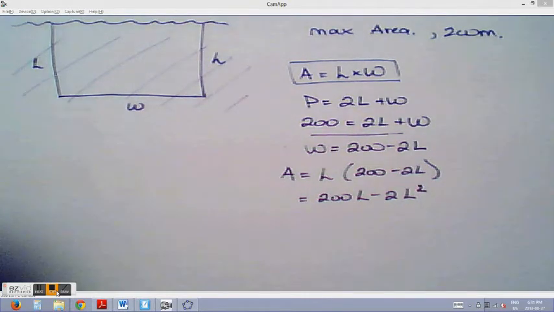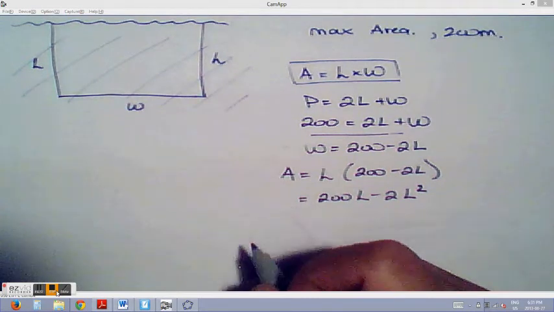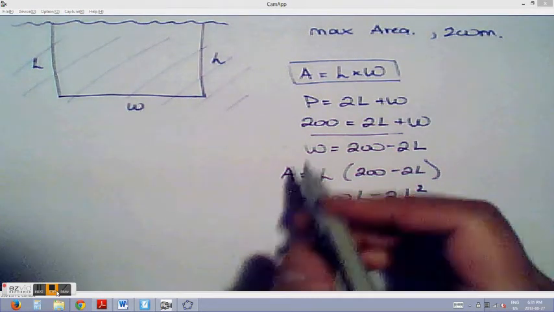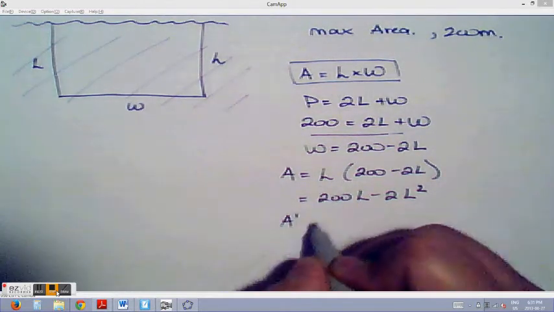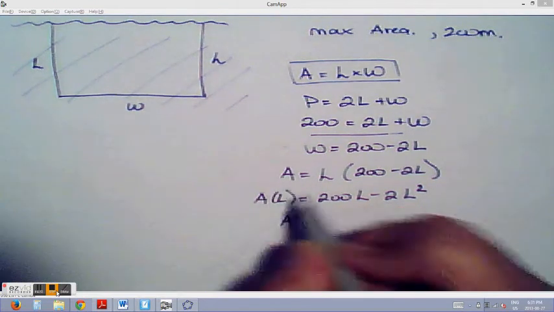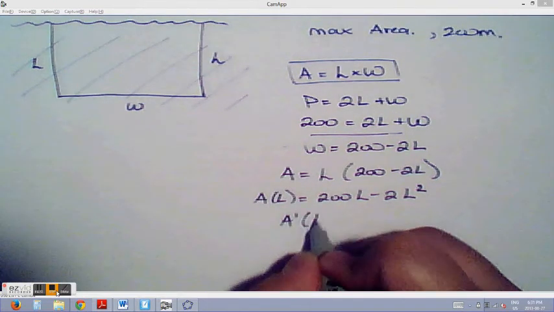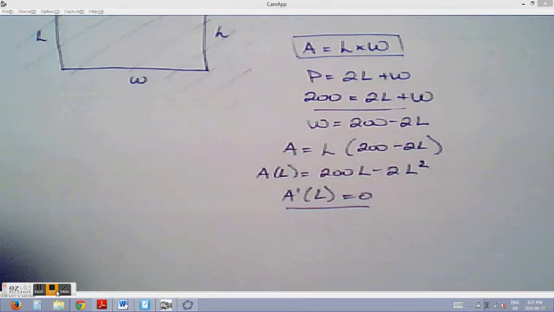So I want to maximize the area. When I want to find the maximum of something, what I'm actually doing is finding the critical point. In this case, A is now a function of L, so A prime of L is equal to 0. So I'm actually trying to find the critical point.